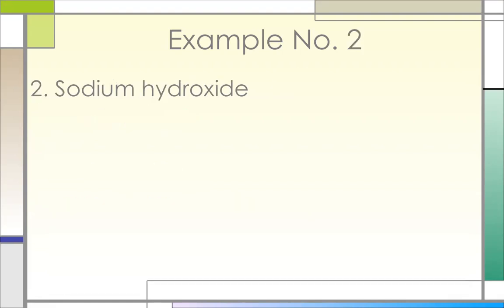Next, you have sodium hydroxide. You have Na positive, the sodium, which is your cation. Then the hydroxide, which is your negative polyatomic ion or anion. You have OH. Crisscross, you have NaOH.